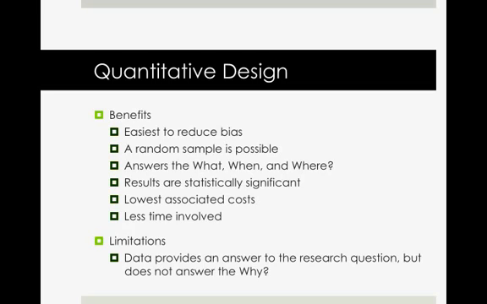The results are statistically significant. Also, there are lower associated costs and time involved. The limitations include that data provide the answer to the research question, but they don't give you why information. You don't know why people chose what they chose. You don't know why something is happening the way it is.